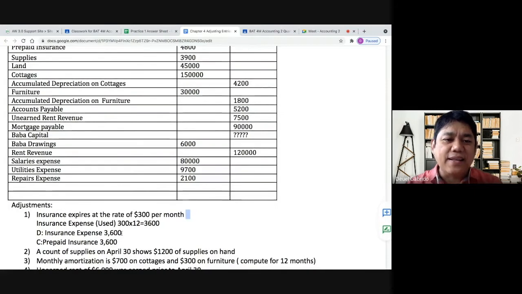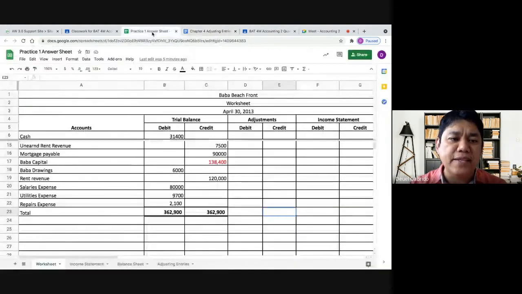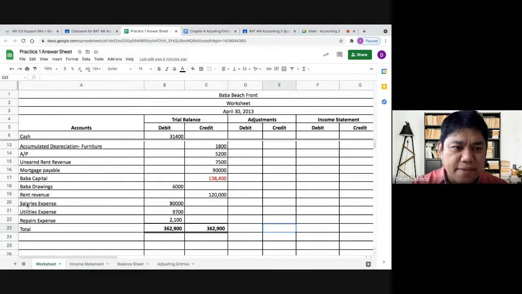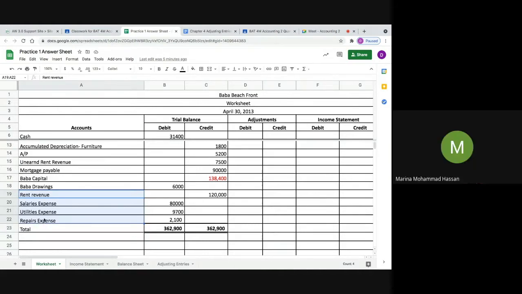Look at that. The used portion of 36 debit, and of course, prepaid insurance 36 credit. Let's move it to the worksheet, the first adjustment, because we need to recognize the expense and the decrease in insurance. Tell me, is insurance expense on the list of expenses? Let's see the expenses here. Is it here? Insurance expense? Yes or no? No.